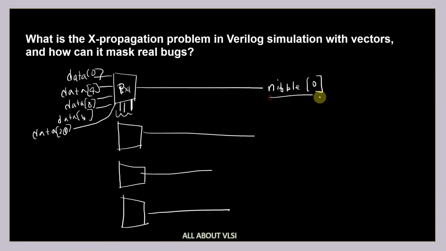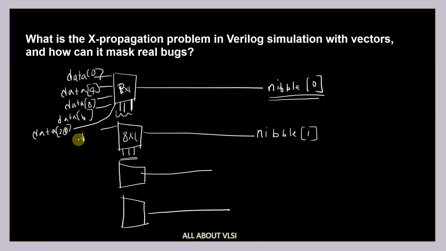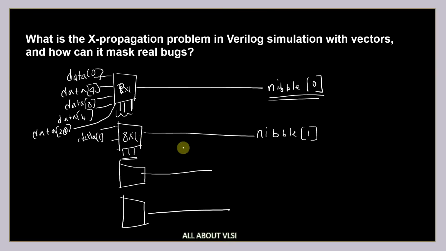So like this, I'm going to get nibble of 0. Parallelly, I'm going to have one 8 cross 1 mux and I'm going to get nibble of 1 over here. So nibble of 1 is going to be, if your I value is equal to 0, nibble of 1 is equal to data of 1. So here I'm going to have data of 1. And similarly, if your I is equal to 1, your nibble of 1 will be so on. So the same calculation I'm going to perform. So from here, if you carefully observe, if I is equal to 0, it is data of 1, not 4. It is data of 1.